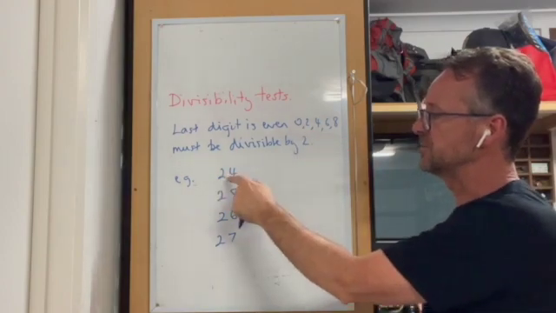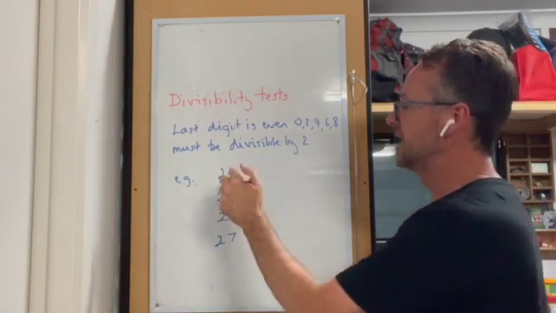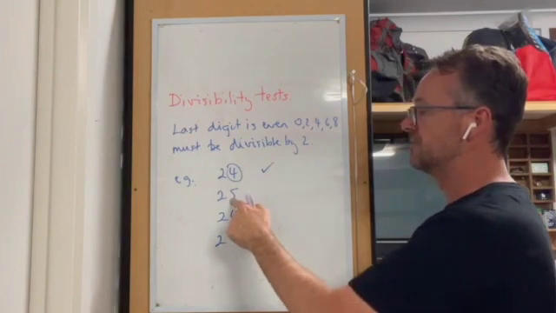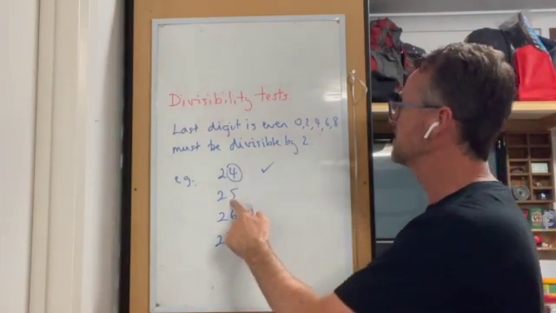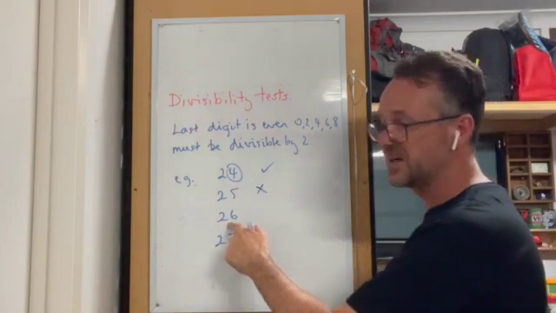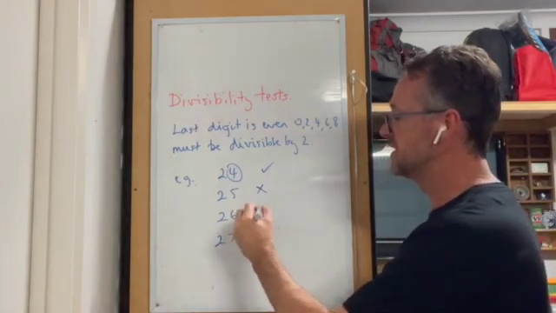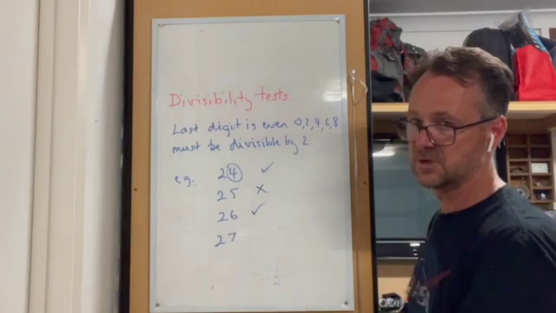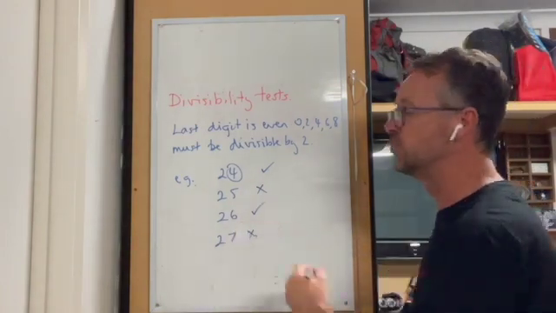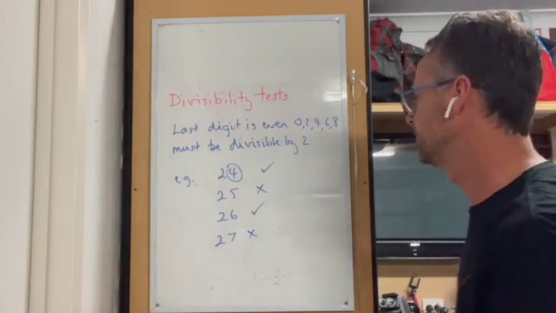So if we look at these examples, is 24 divisible by 2? It ends in a 4, so yes it is. 25 ends in a 5, it's not one of our numbers here, so no, it won't be divisible by 2. Here, 26 is even, ends in a 6, so therefore it is divisible by 2. 27 is odd, doesn't end in one of our given numbers, so no, 2 won't divide into that.